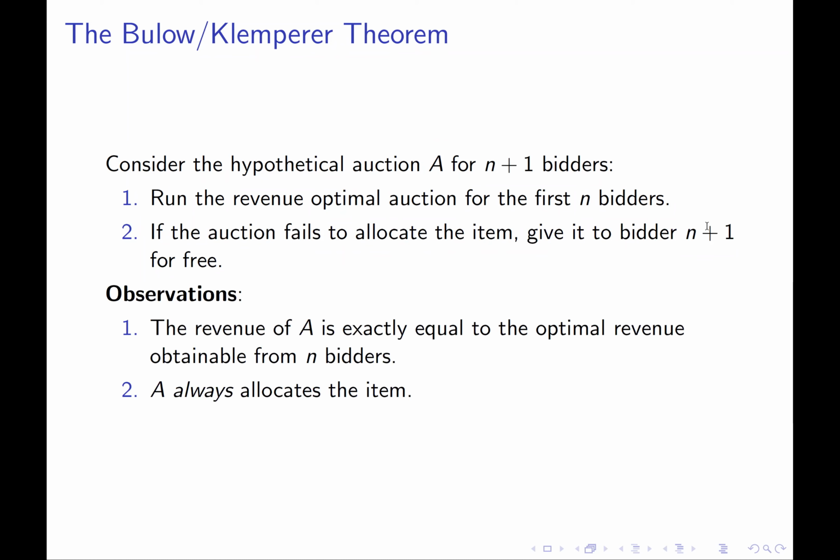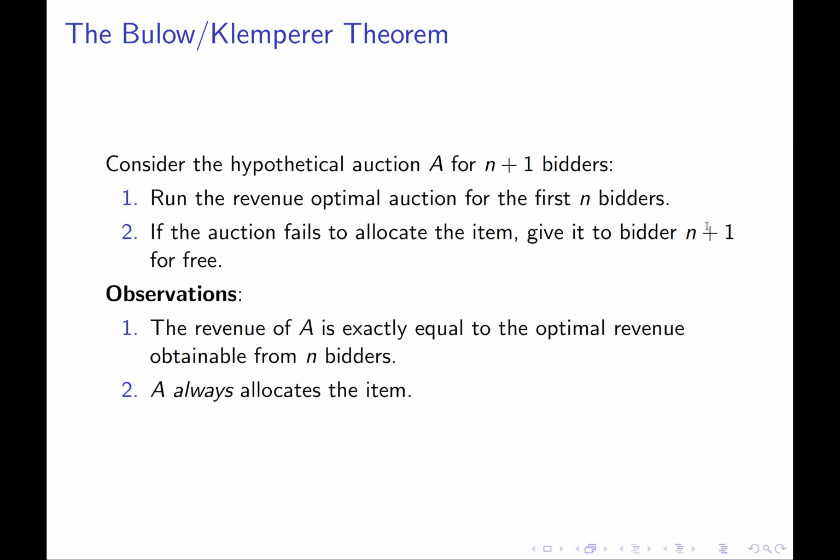And I want to make two simple observations. First of all, the revenue that I get from this mechanism is exactly equal to the optimal revenue obtainable if I only had n bidders. Because I ran the revenue optimal auction on n bidders, and only when that auction failed to allocate the item did I give the item to bidder n plus 1, and I didn't get any money from bidder n plus 1. And so any revenue I get is just revenue from the optimal auction on the n bidders.